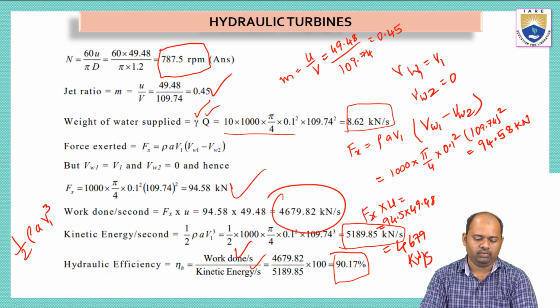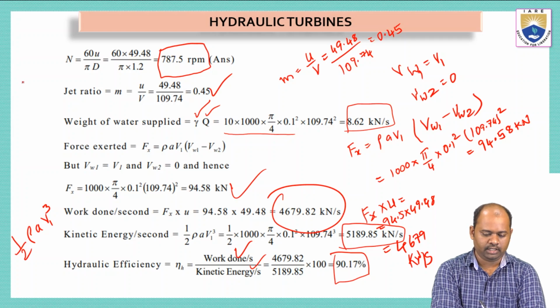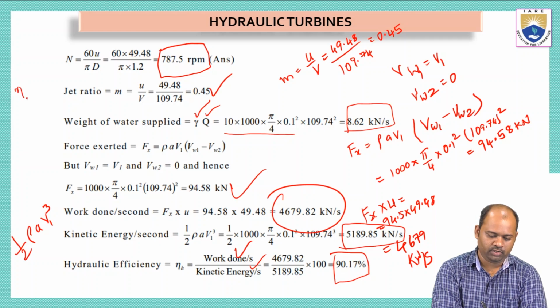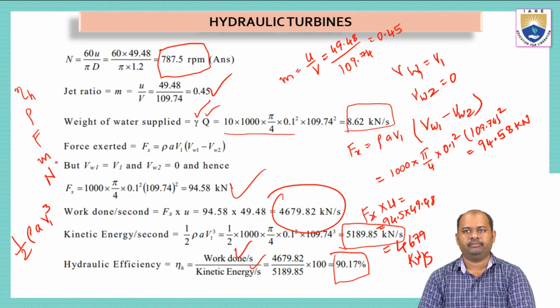Okay. So we have calculated everything, whatever the question has asked. We have calculated hydraulic efficiency, we have calculated power, and then we have calculated the force that is being applied by the water, and then we have calculated the jet ratio, M, and then we have calculated speed. So everything has been calculated.